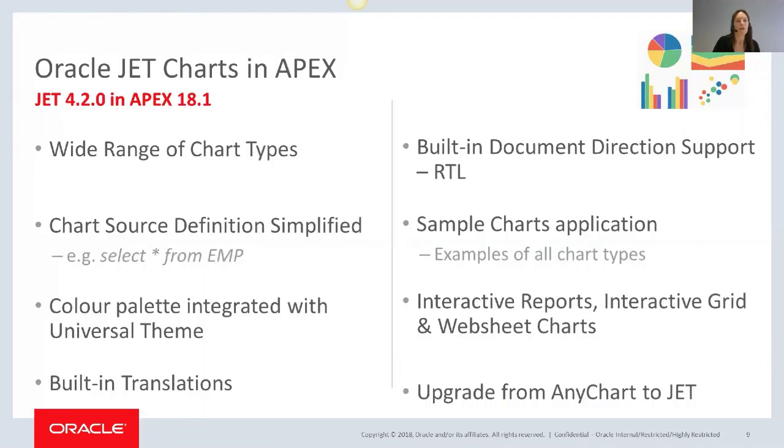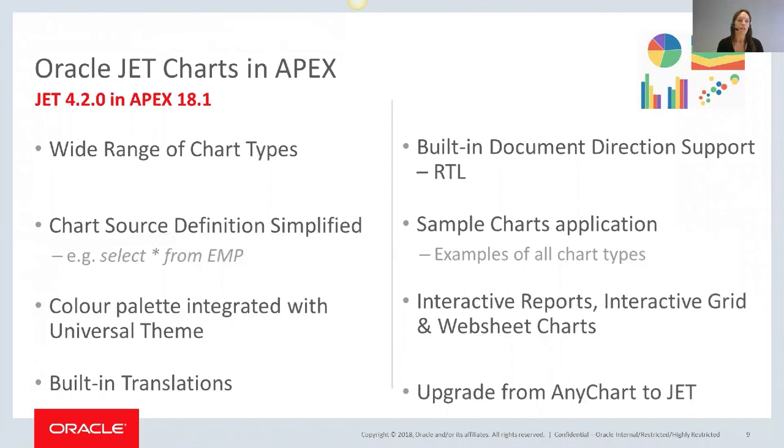So with our 18.1 release, we integrate Jet 4.2.0, and that has allowed us to basically expose the widest number of chart types that we've ever been able to support in all the releases to date. So that includes bar, line, pyramid, funnel, and probably in the range of about 26, 27 charts, giving the use of the orientation to change it from horizontal to vertical.